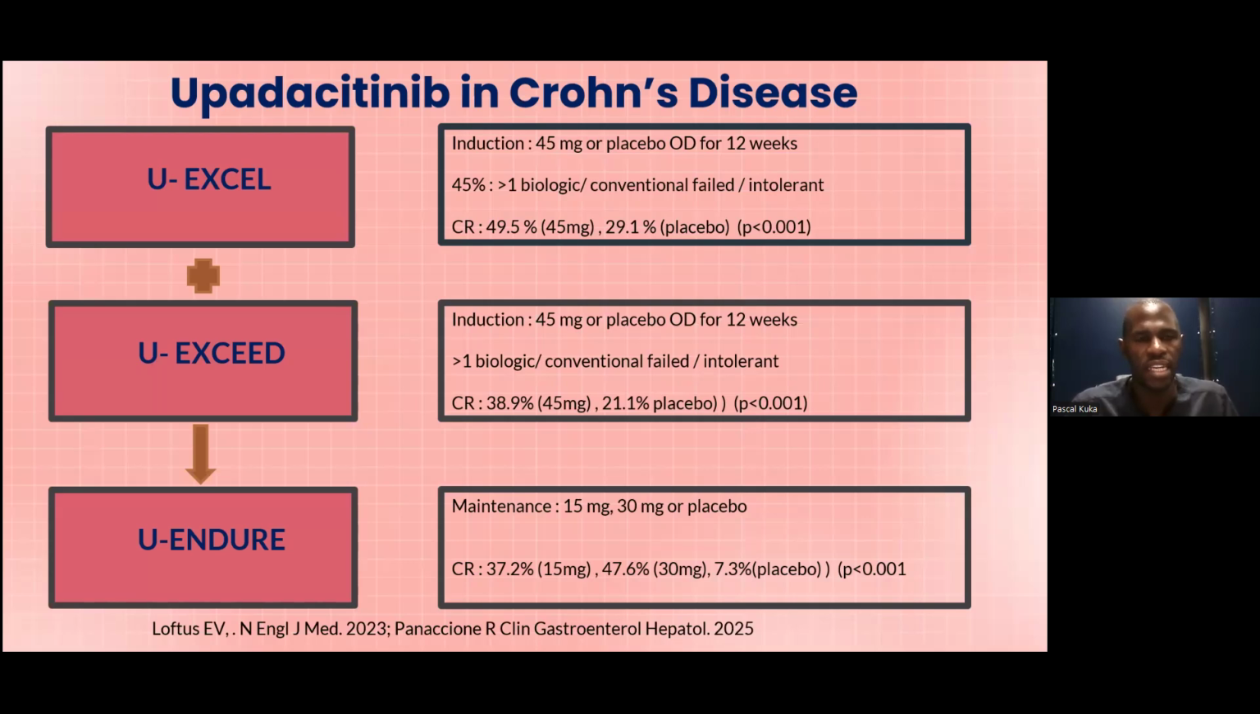So one of the key drugs is upadacitinib, which, as I said, is approved in Crohn's disease and UC. The first trial was an induction trial, U-EXCEL and U-EXCEED, and then later proceeded to the maintenance trial, U-ENDURE, in which the induction dosage was 45 milligrams for 12 weeks, and the maintenance dosages were 15 milligrams or 30 milligrams daily or placebo. And in terms of clinical response at 52 weeks, there was 47% for 30 milligrams and 37.2% for 15 milligrams, which are all significant compared to placebo.